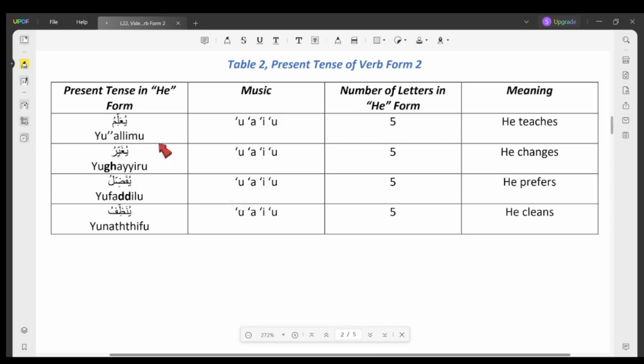Let's start. يعلم، يغير، يفضل، ينظف. Now all of them in a row. يعلم يغير يفضل ينظف. Now let's move on to table 3 to put the past tense and the present tense together.